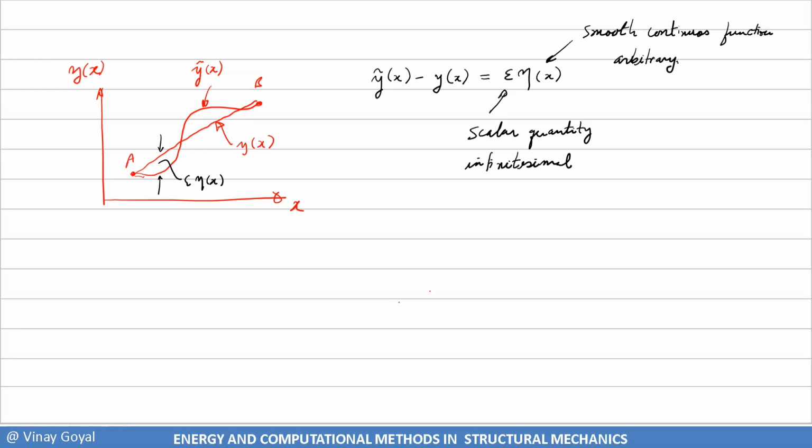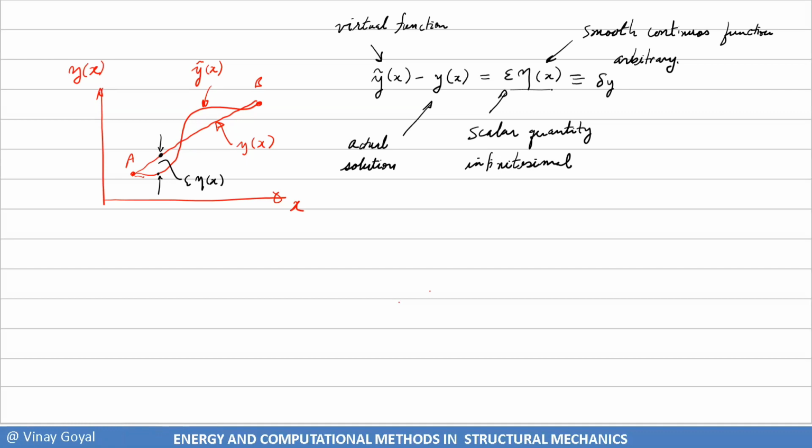We also have that this is the virtual function and y of x here is the actual solution. And so we took that information and we called this also the delta of y. And delta of y is really the height difference between this point and that point, which is also equal to epsilon eta of x.